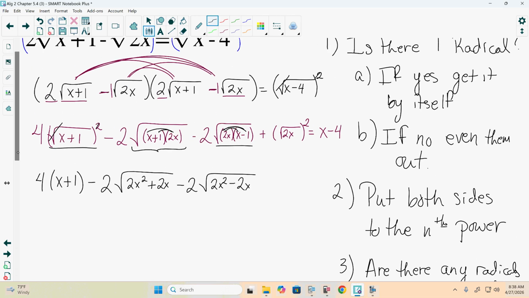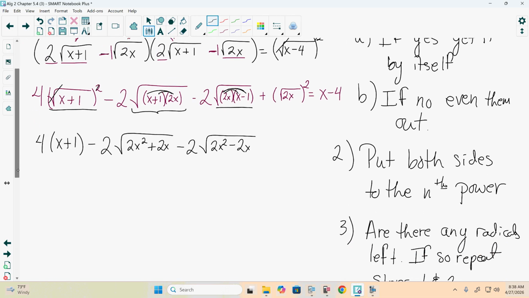Make sure I didn't do a copy error because I think I did. Yes, because this should have been plus. And so that means this here is also plus. Miswrote that as a minus instead of a plus. And then lastly over here, our square root of 2x squared, well, the square root and square would cancel, giving us plus 2x.